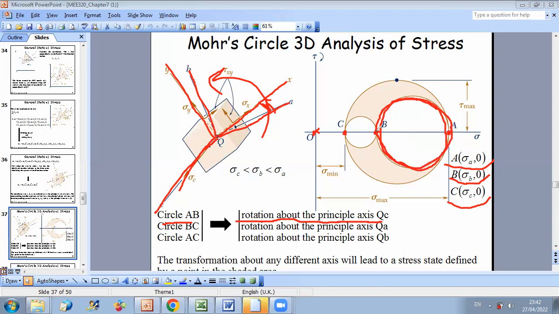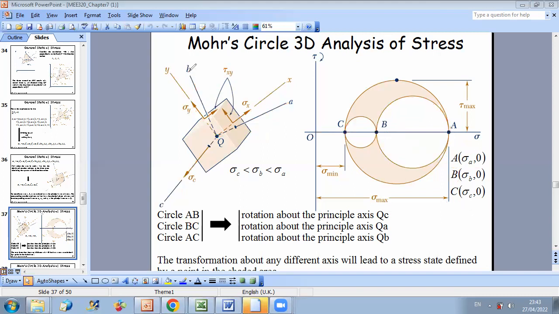And if I take circle BC, points on this circle will correspond to states of stress obtained by rotating around axis A. Because if I know the state of stress in this plane, and I do a rotation, and I obtain a frame in plane BC, so I'm rotating around axis A, I can determine the state of stress in any area, for any angle of rotation in this plane, by just looking at the Mohr circle, which is determined by a circle of diameter BC.